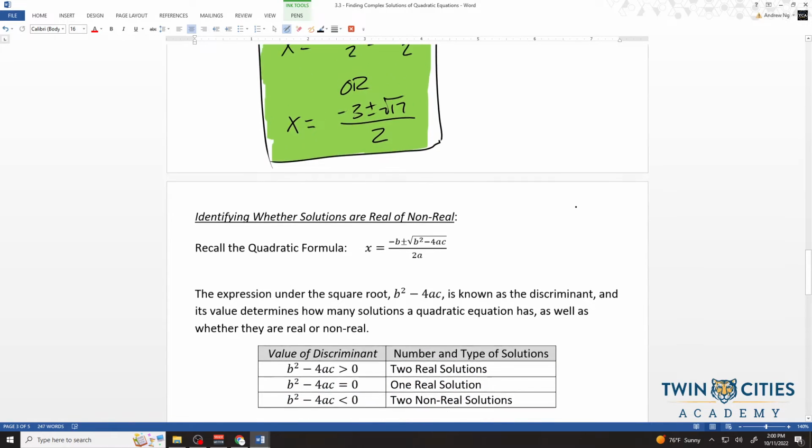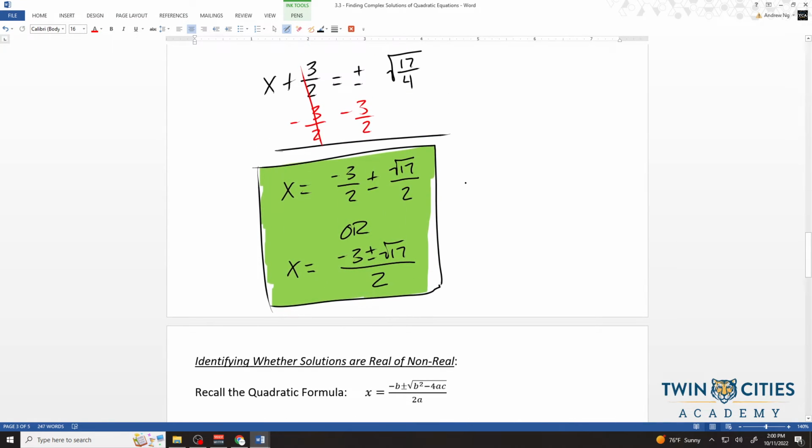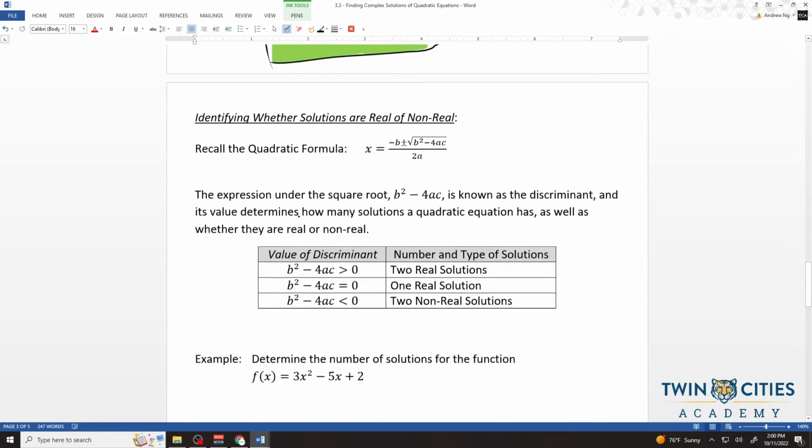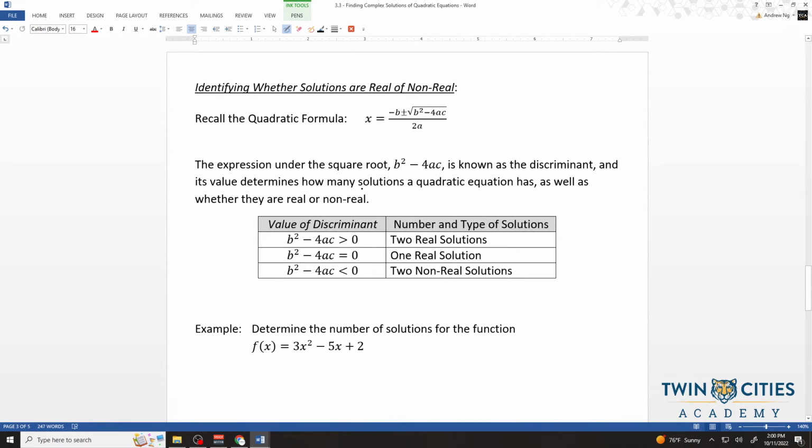So sometimes, as we've seen, answers are complex, and I've got 2 of them. Sometimes we've seen answers are real, and I could have 1 or 2. So we need to be able to do a couple of things. One, determine whether my solutions are going to be real or non-real. And then 2, be able to determine how many solutions I should be looking for. Well, luckily, we have a way to do that.